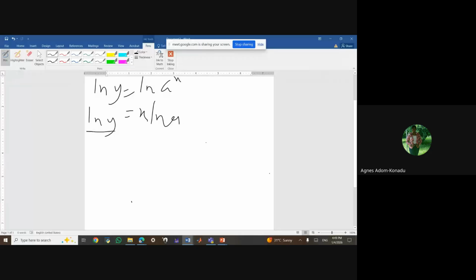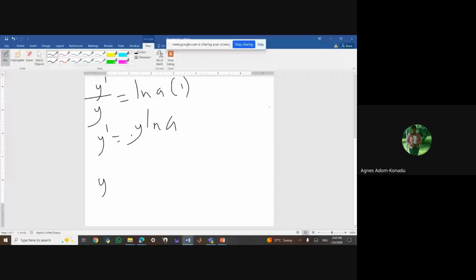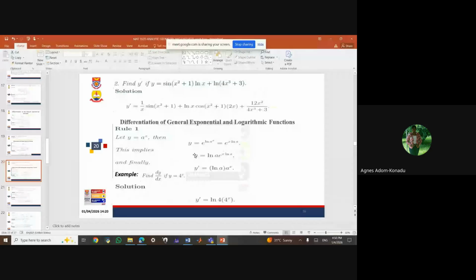So I want to differentiate this. When I differentiate an ln function, it is the differential of the function over the function. So I have y prime divided by y is equal to, then I differentiate this. Ln a is a constant, so I'll bring my ln a here. Then I'll differentiate my x, which gives 1. So I make y prime the subject. My y prime will be y ln a. And remember, y is a to the power x. So my y prime will be a to the power x ln a. That's what I get when I differentiate this. So when you differentiate y is equal to a to the power x, you are supposed to get a to the power x ln a.